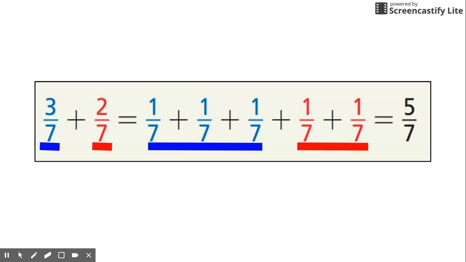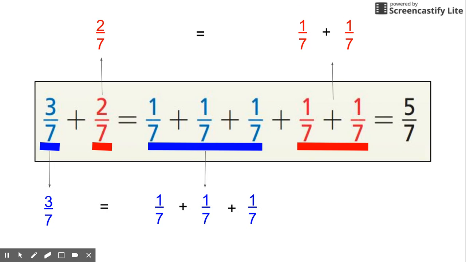Okay, let me try this one then. So 3/7 is really the same as 1/7 plus 1/7 plus 1/7. And that would mean that 2/7 is really the same as 1/7 plus 1/7. And if I join all the sevenths together, I would have a total of 5/7. That's right. The sum of 3/7 and 2/7 would be 5/7.